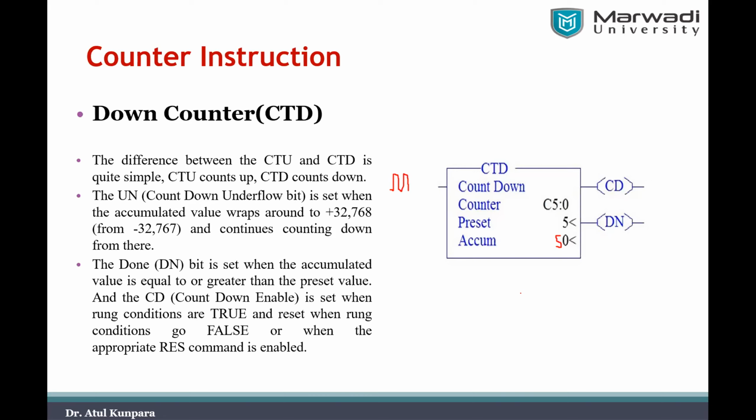And as soon as your accumulator goes less than 5, your done bit will be in off condition. So that means it allows you to make the count from 50 to 5. So in the downward direction, in decreasing order, you will be able to have the count from 50 to 5. That's how you are able to use this down counter in your program. So according to that, you have to start with your accumulator value. Am I making this thing clear, everyone?